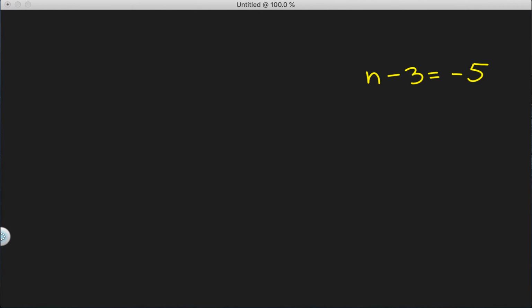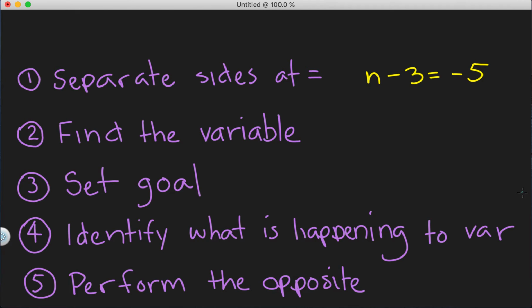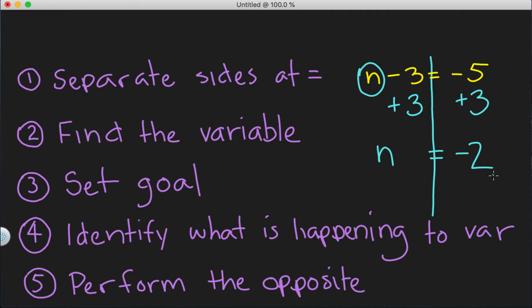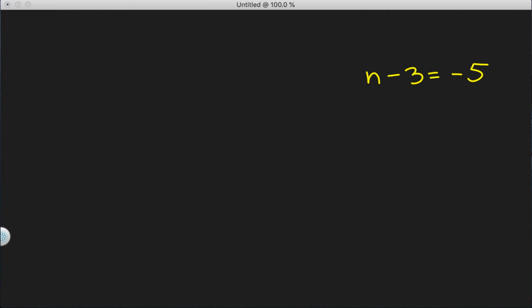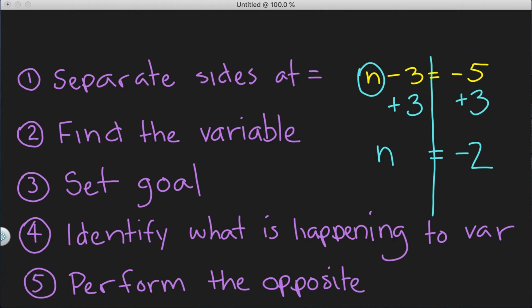We're going to do a couple more examples here. We've got, here we go. There are our steps. So again, I separate my sides. I find my variable. I identify what's happening as a minus 3. The opposite of minus 3 is plus 3. And my result is n is going to be equal to -2. Oops. Sorry about that.